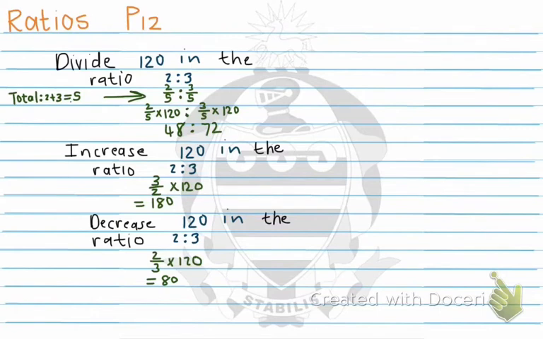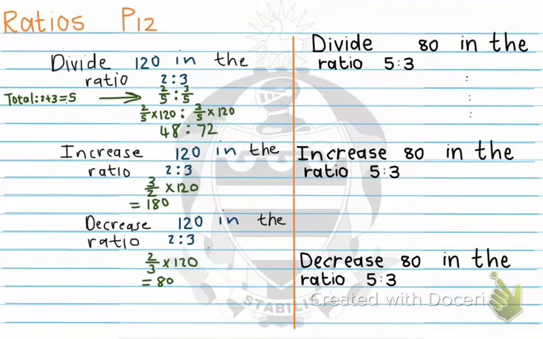All right, guys, please, this must be in your book, so write down all of these examples. I'm also going to do another 3 examples. You don't have to write them down in your book, but also just look at them. All right, so let's do another example of dividing, increasing, and decreasing ratios.